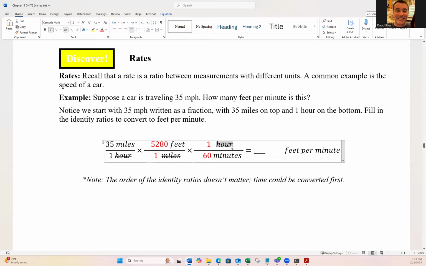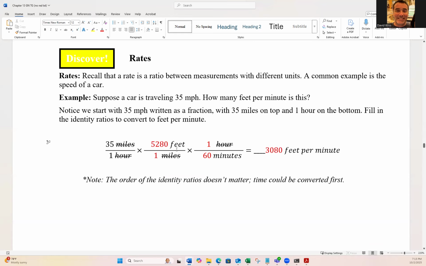Even though they're still canceling out, hours is on top here, that's on the bottom here, even though they're a little farther apart than we're used to seeing. Miles cancel out, so miles here, hour on the bottom here, hour on top here. So now we have 35 divided by 1 times 5,280 divided by 1 feet per minute. So we're left with feet over minutes, which is what we want. We want feet per minute. So that gives us, when we run that through our calculator, 3,080 feet per minute.